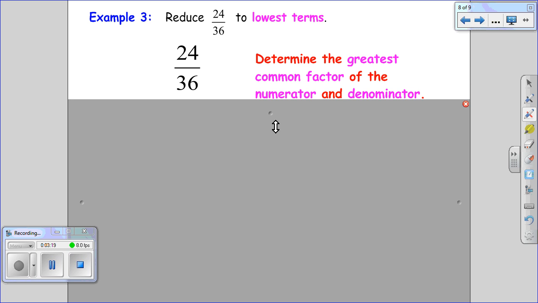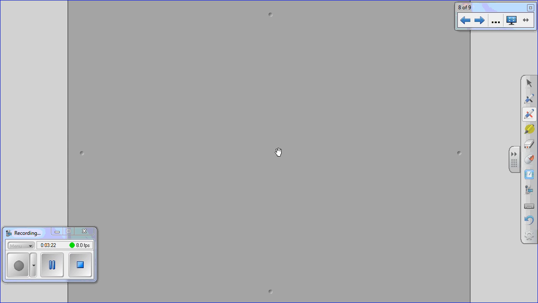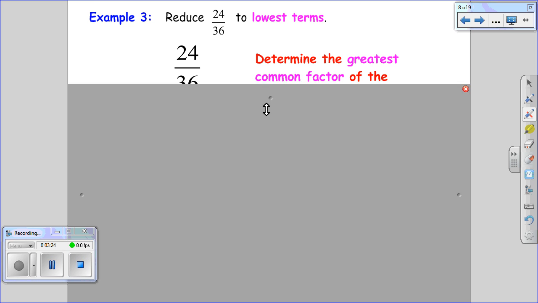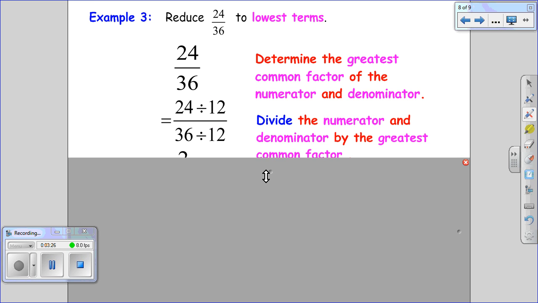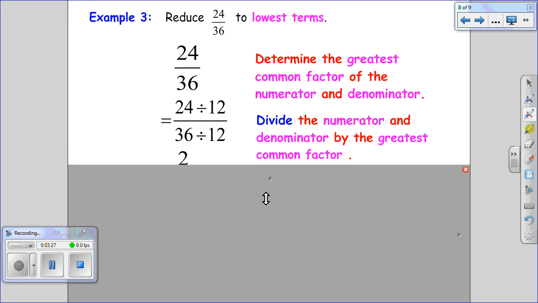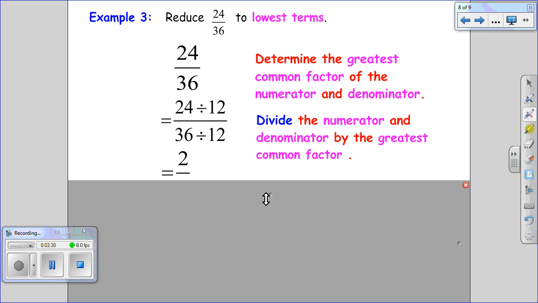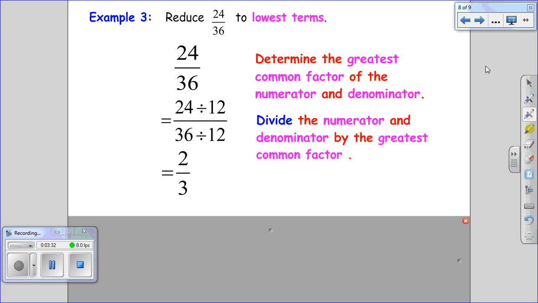We're going to divide 24 by 12 and 36 by 12. And 24 divided by 12 gives us 2. 36 divided by 12 gives us 3. If you weren't sure how I came up with the greatest common factor there, come and see me. We'll do a quick review after school tomorrow, and we'll move on from there.